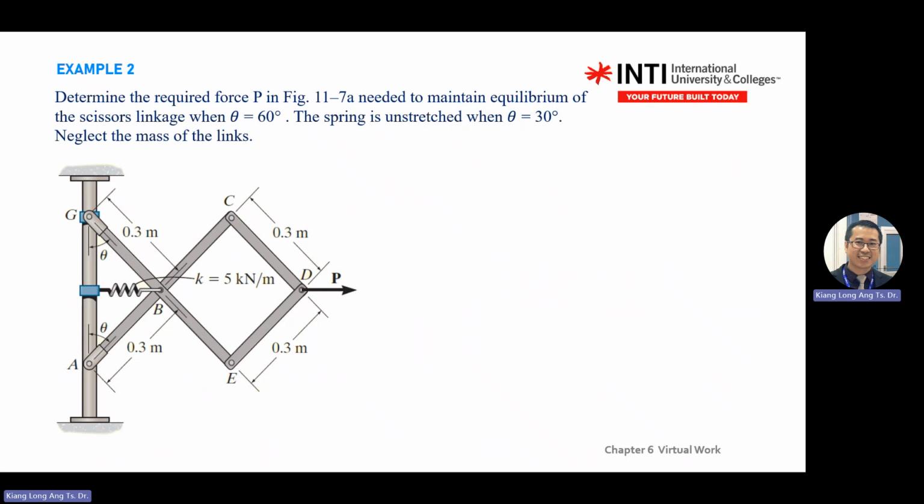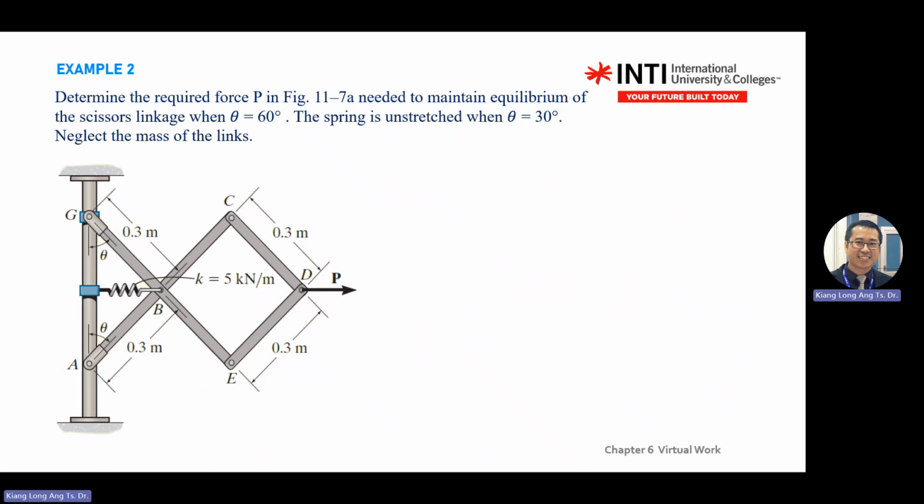When you pull P, the scissor here will straighten, and the distance here will decrease. And what happens to the spring? The spring will move to the right. And as the linkage, you just maintain the scissor and remove all the connections.